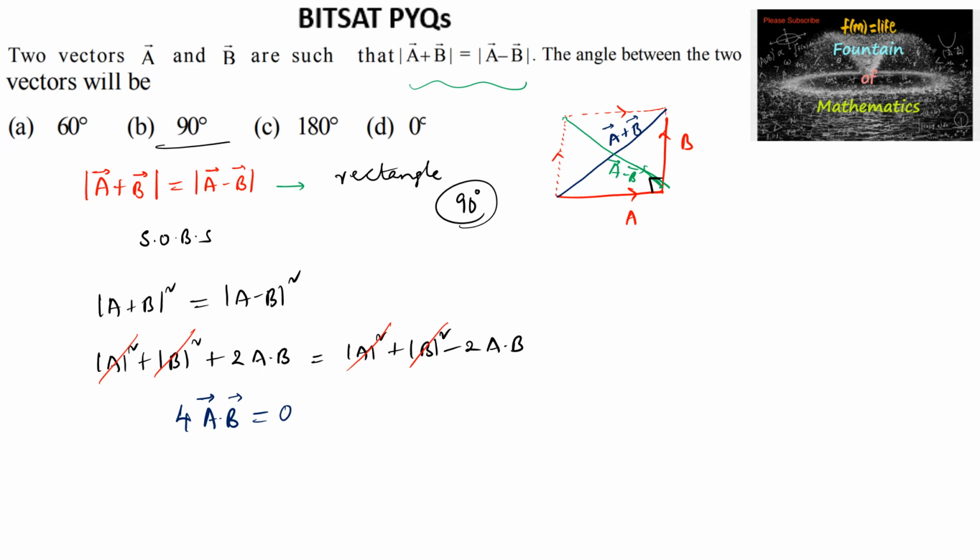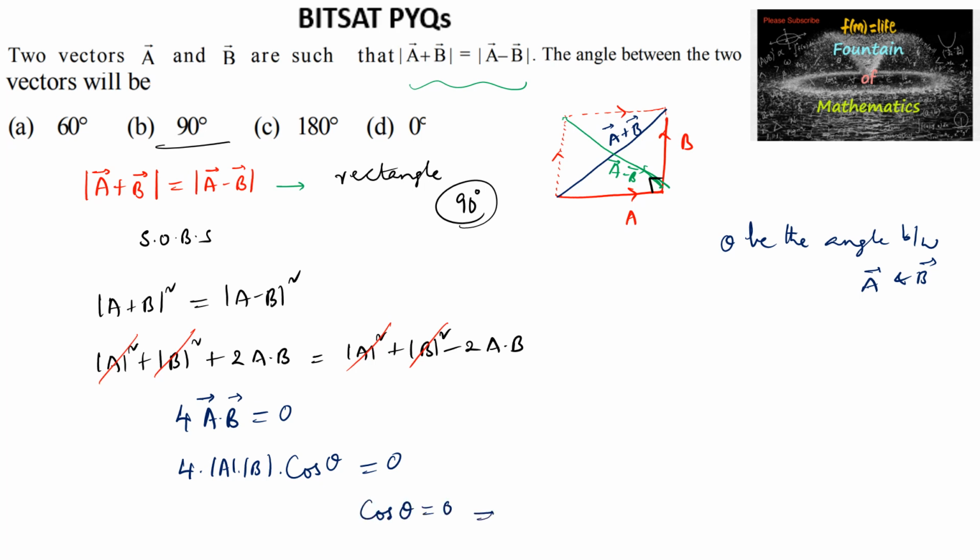So we can write A dot B as mod A into mod B into cos of the angle between them. Let us consider theta to be the angle between the two vectors A and B. So now 4 mod A mod B cos theta is equal to 0. Mod A and mod B are not zero here, which implies cos theta is 0. Cos theta is 0 when theta is equal to 90 degrees. Hence the angle between these two vectors is 90 degrees, which is option B.